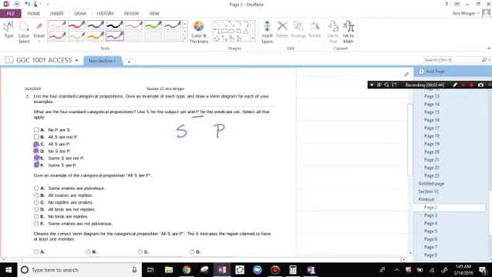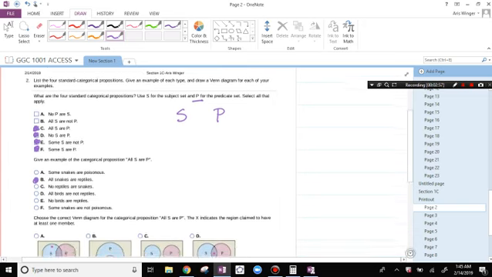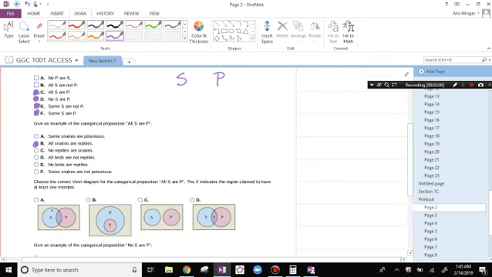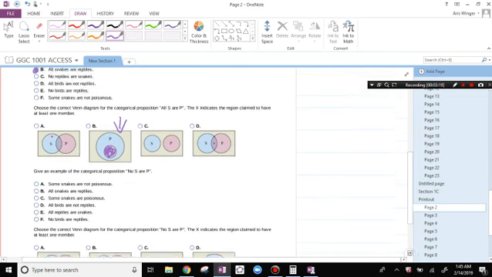Give an example of the categorical proposition all S are P. All snakes are reptiles. Choose the correct Venn diagram for the categorical proposition that all S are P. Well, if all S are P, then all the S's are part of P. If all S are P, then all the S's are inside of P.